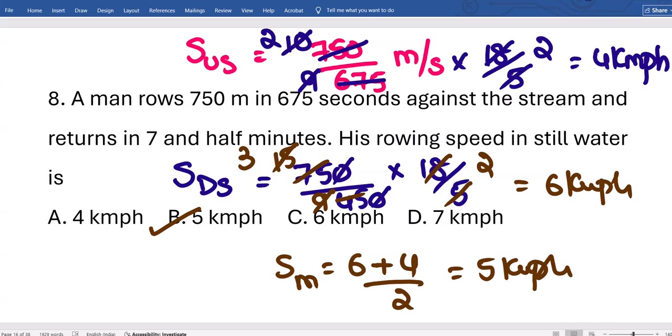So can the man do the swimming with that speed? Man may be in the boat. Boat is sailing, man is in the boat. So the boat can travel 5 kilometer per hour or 10 kilometer per hour easily.